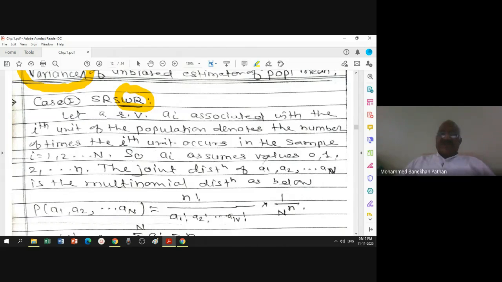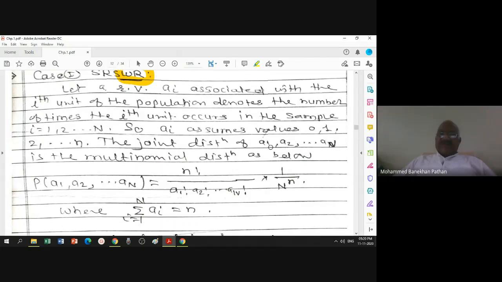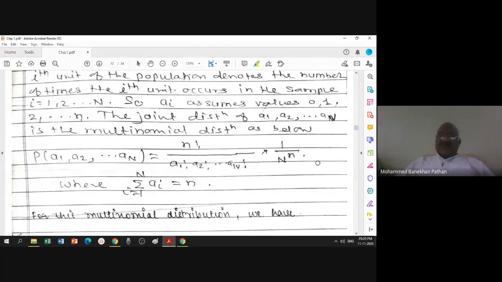Just like yesterday I told you, a_i equal to 1 if the ith population unit comes in the sample, otherwise it is 0. So it takes values 0, 1, 2 up to n. The joint distribution of a_1, a_2, ..., a_N is the multinomial distribution as below. Just now in the other paper, I taught you the multinomial distribution.